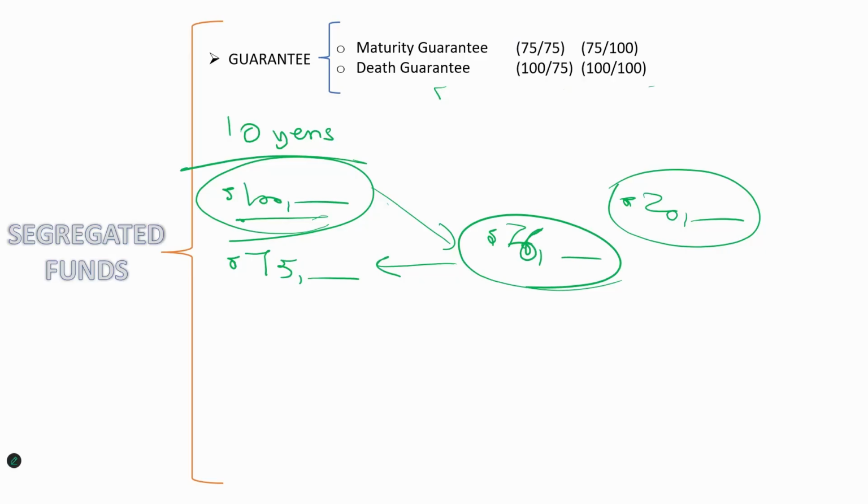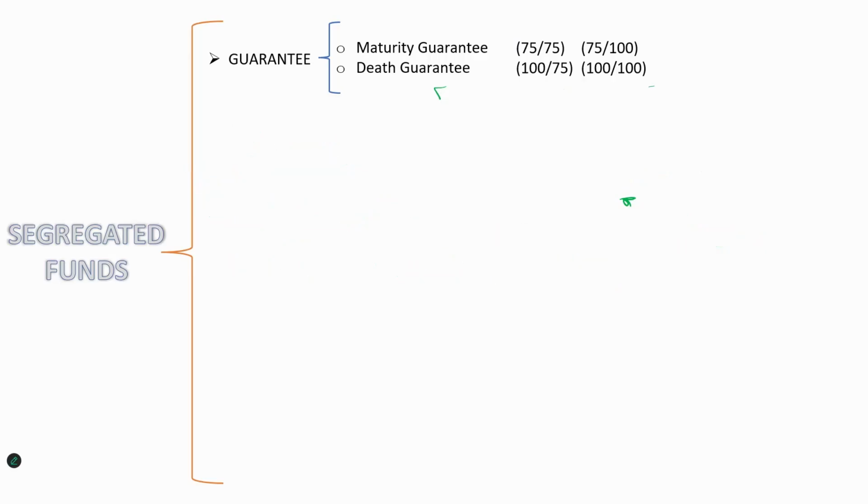Obviously, if we guarantee our clients with 75-75, so only a 75% guarantee on the maturity date or the death guarantee, it's going to be cheaper because there's less guarantee on it. 100-100 is going to be more expensive. What we usually go with is a 75-100 for our clients, 75% maturity guarantee.